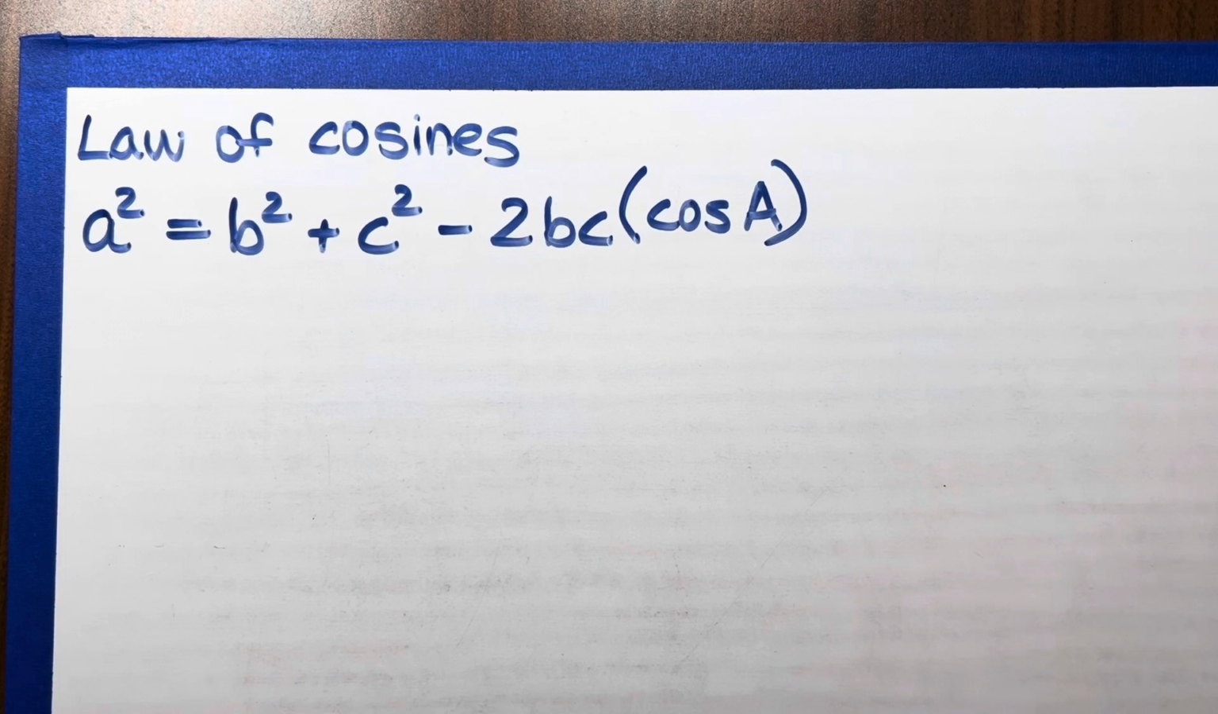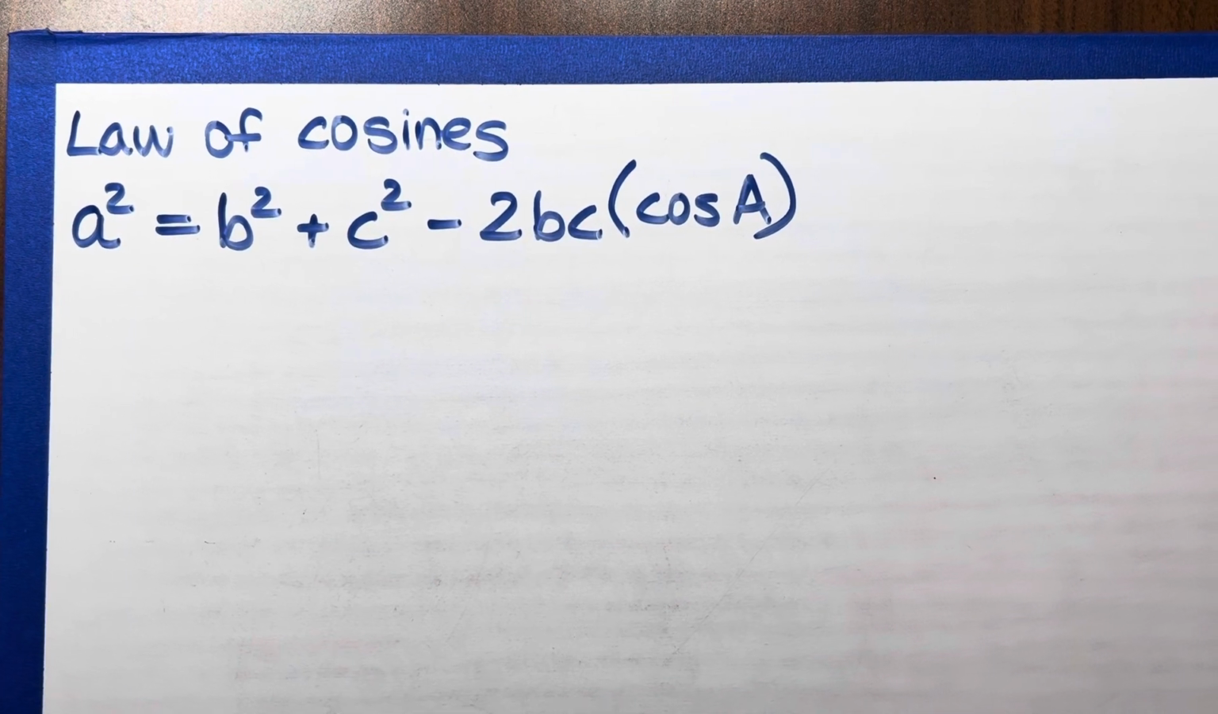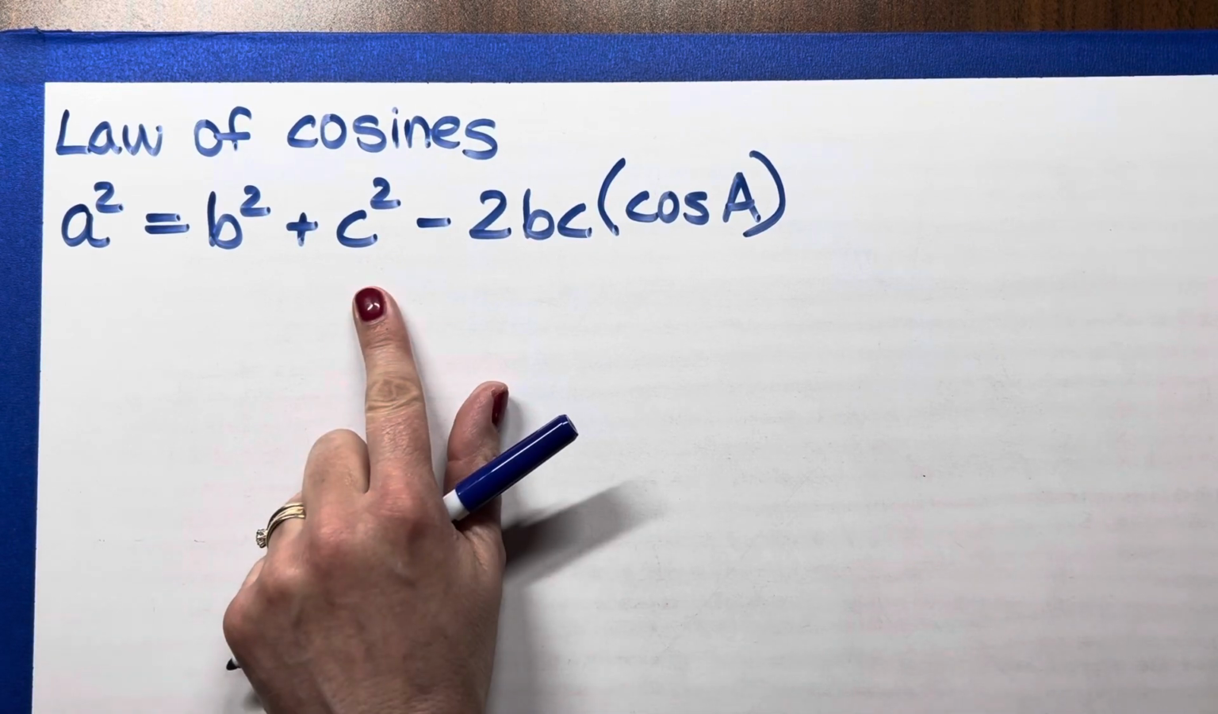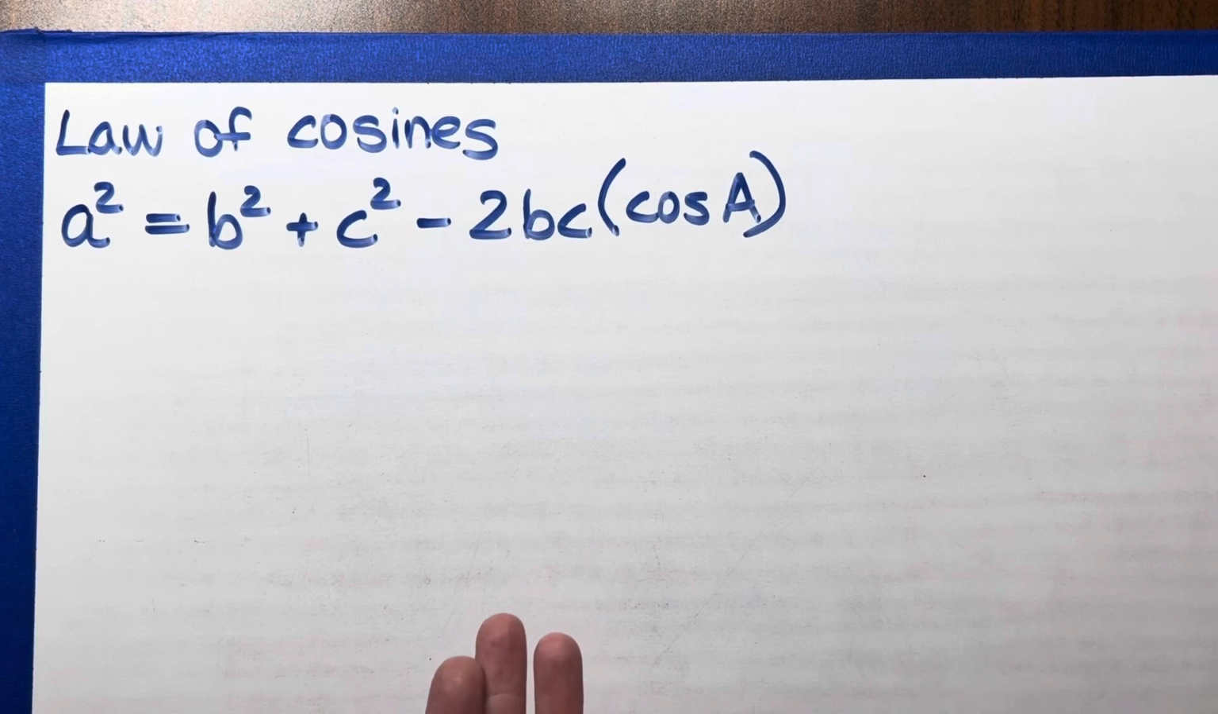Today's topic is the law of cosines. We have already discussed the law of sines, which is a formula that allows us to solve a triangle for all of the angles and sides when it is not a right triangle. And now we are going to use the law of cosines, which also helps us to solve triangles that are not right triangles. And we would use this if we have a different set of information.